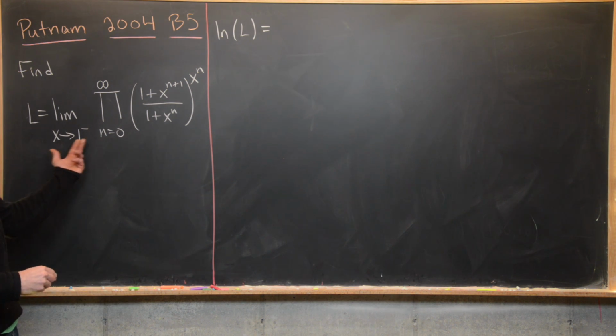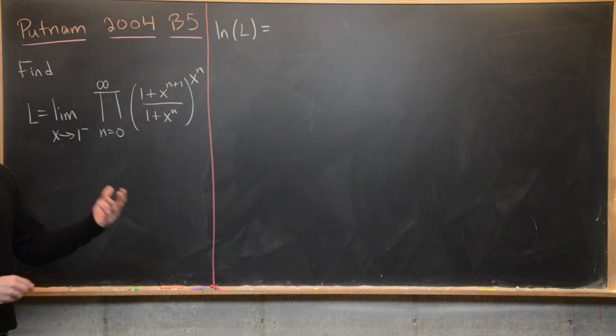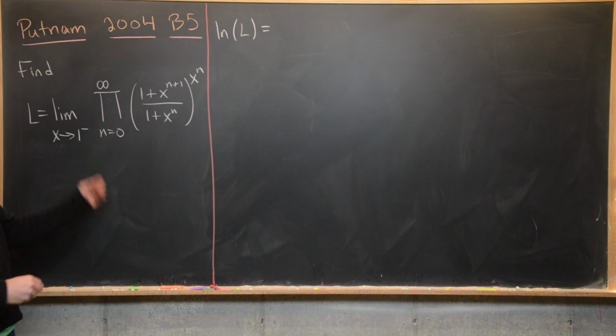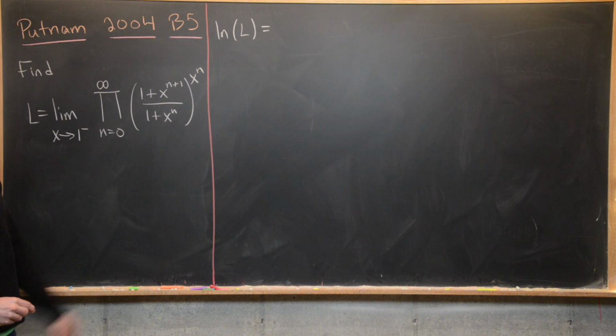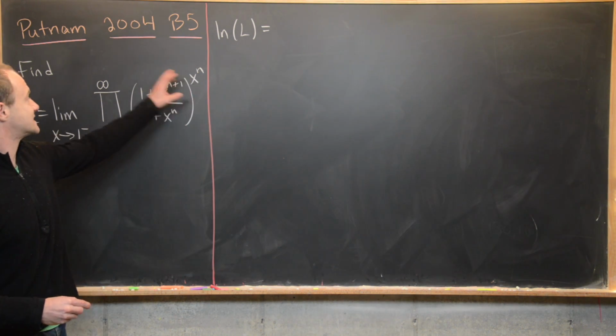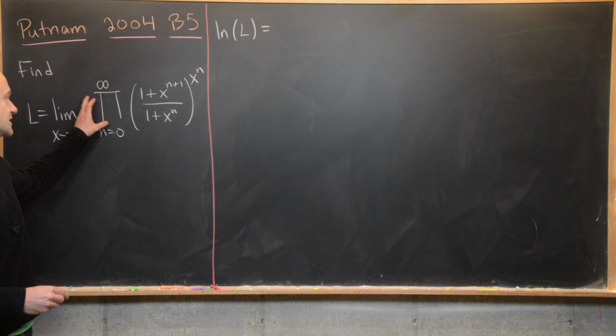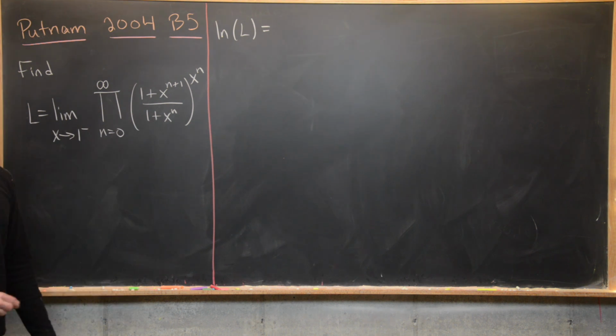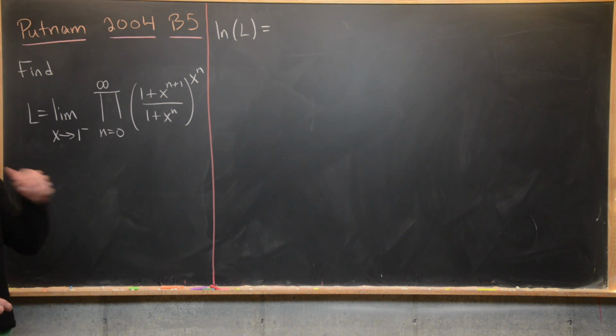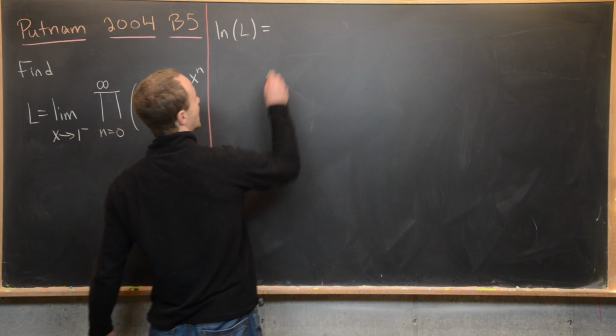So let's keep in mind what that does. Well, first of all, we can bring it inside of a limit because the natural logarithm is a continuous function at x equals 1. And then it turns this product into a sum. And it also will bring this exponent down front as a multiplier and turn this quotient into a difference. So when all is said and done, we'll have the following object.